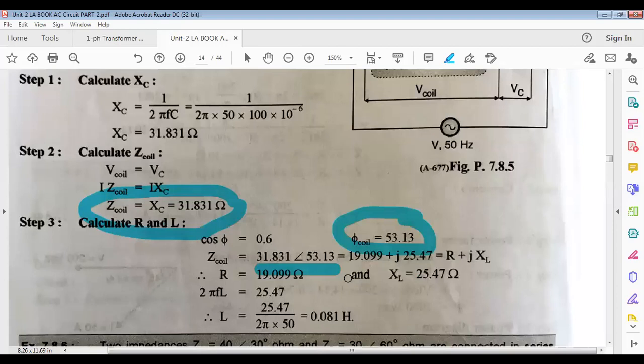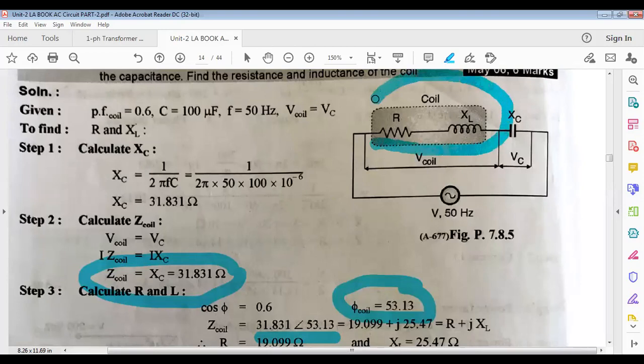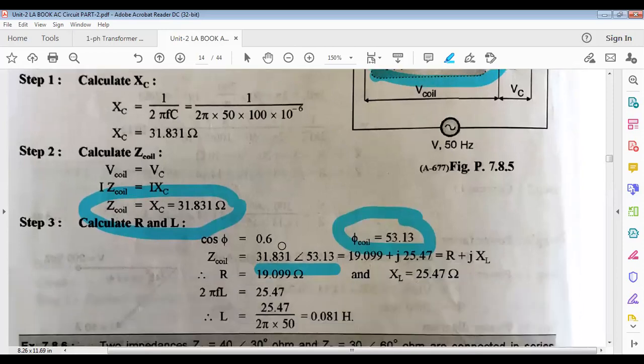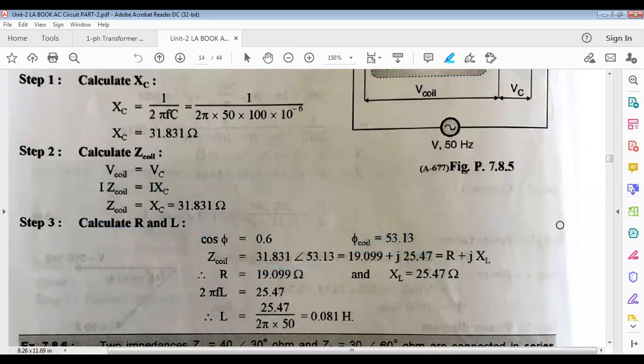Yes, ma'am. Okay. Now Z coil you got. Z coil is the impedance of coil. Coil is nothing but a combination of R and L. So formula for Z coil is R plus JXL. Means you can convert this polar form to rectangular form. Now whatever rectangular form you got of Z coil, its real part will be what? 19.09. Which parameter will it be? Resistance. Very good.